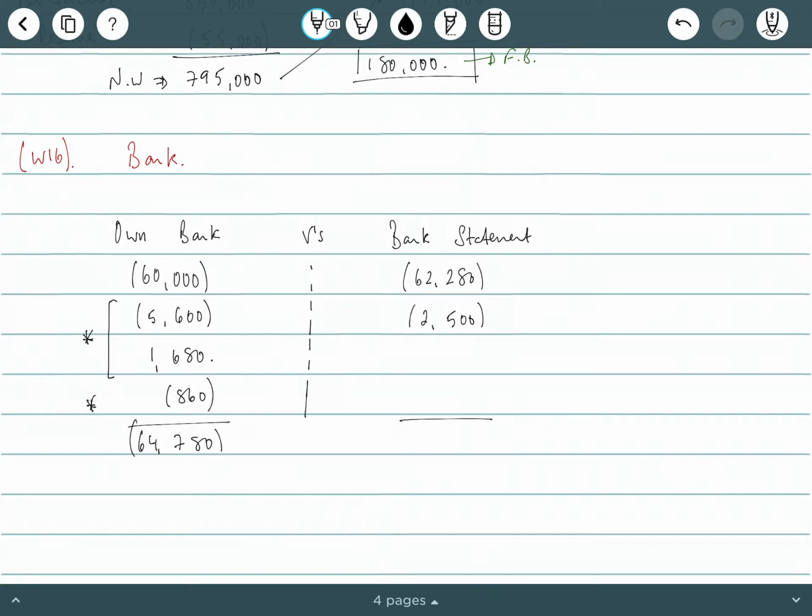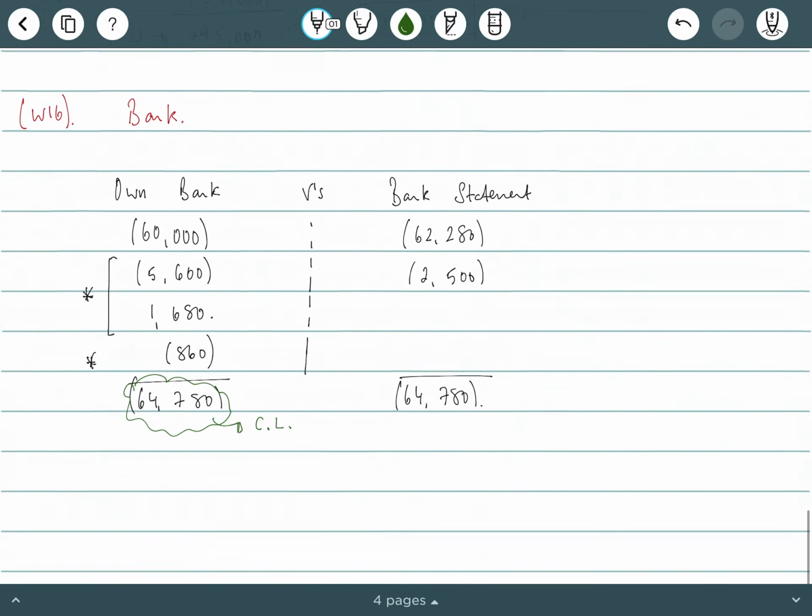Okay, and then go to the bank statement. We have a negative 62,280 minus an additional 2,500, and we have, yep, okay, the same: 64,780. Okay, so let's circle this here, so we know that's going to be a current liability for our bank. All right. So let's deal with this working here in regards to this debtor.